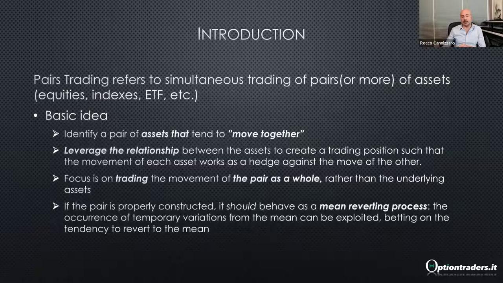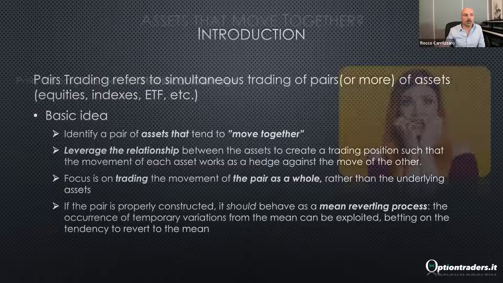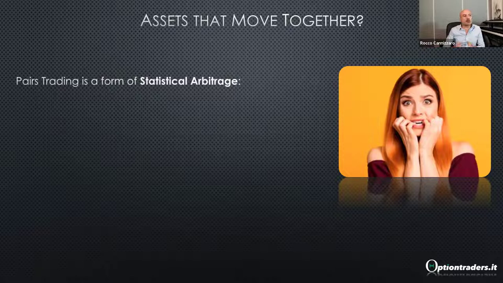But obviously, we need to find a pair that has this property, and that we can, to a certain extent, rely on this aspect. Otherwise, the whole concept doesn't work. Essentially, because we're using statistics for all of this, pairs trading is a type of arbitrage.